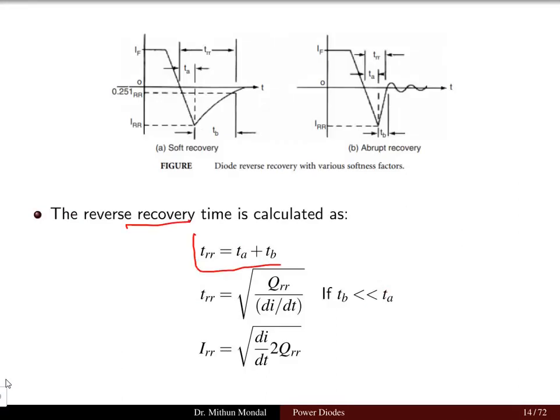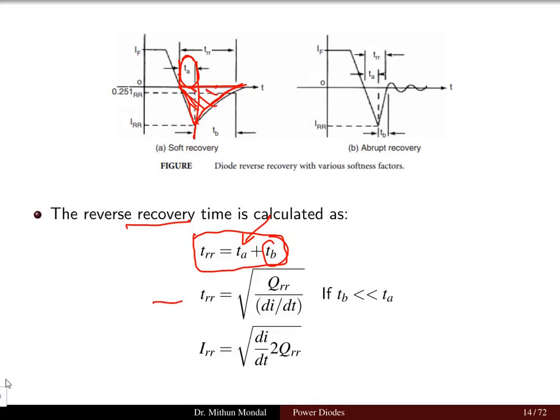So reverse recovery time we have to calculate. Reverse recovery time is a summation of TA plus TB. TA is where you are storing the charge. So if you see here the current graph, it is divided into 2 time zones. One is A where you are having the stored charge and B where you are removing the charges. So here you are removing the charges.